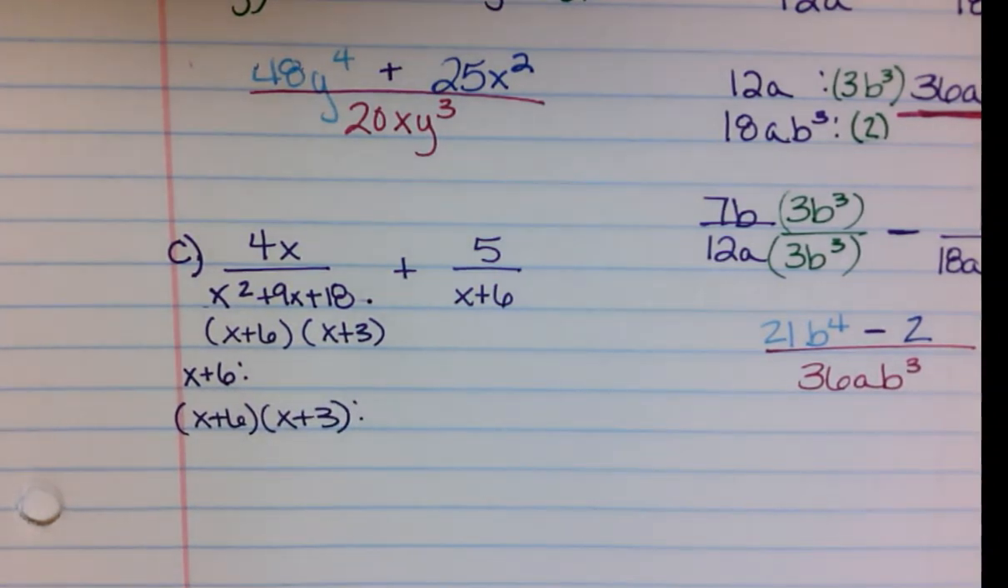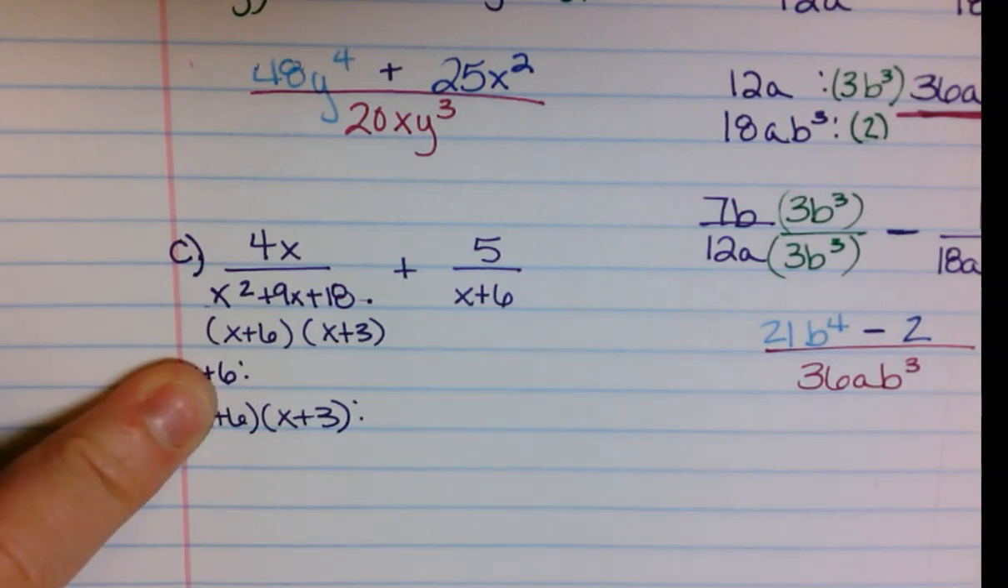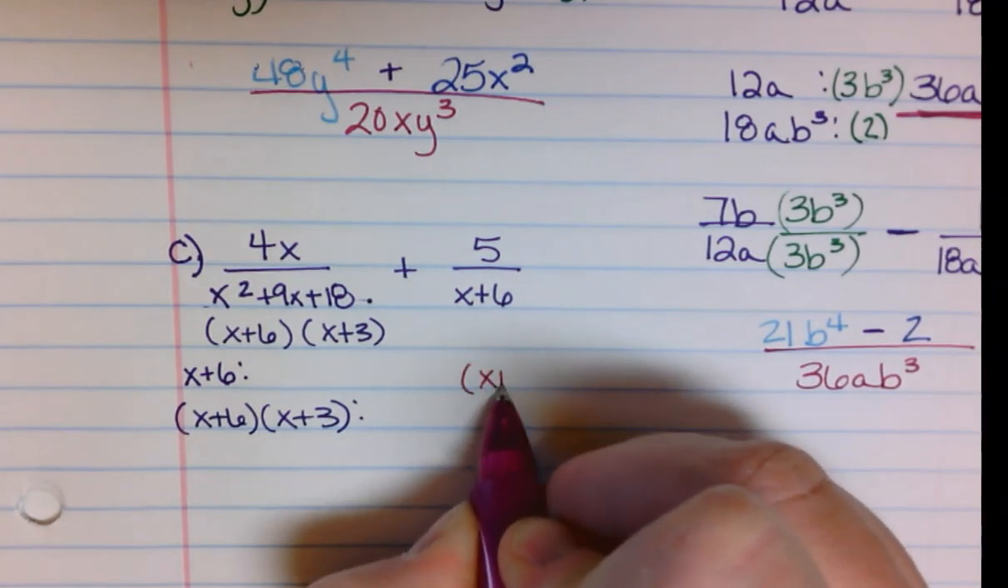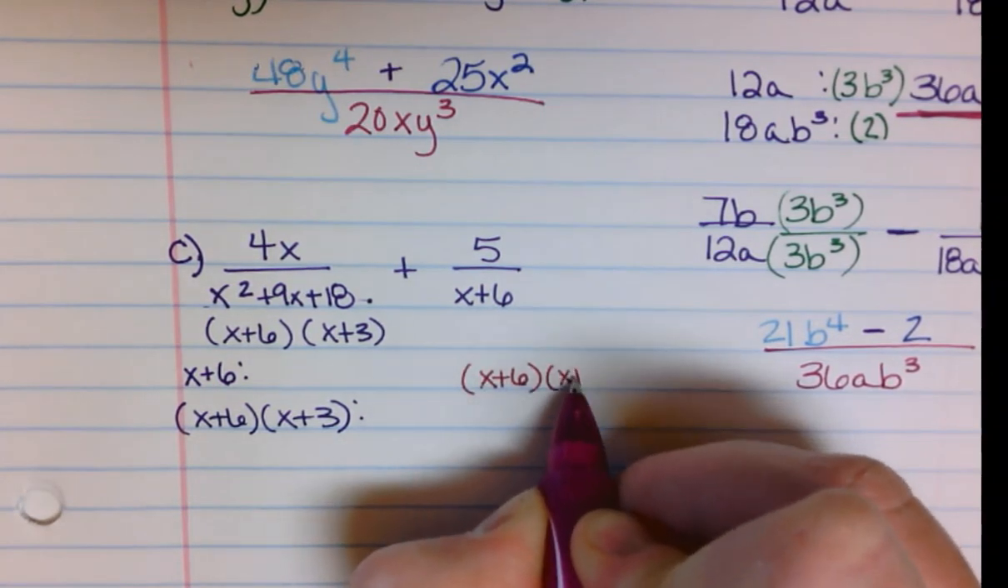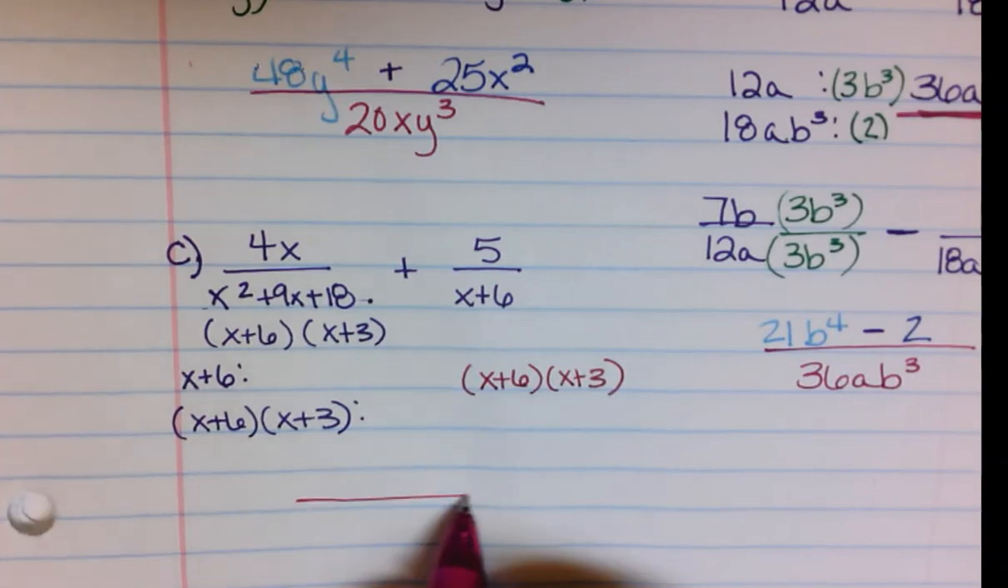So my LCM is going to be what is the same. When it's polynomials, what is the same? So I have an x plus 6, and then what is different. So my LCM, I'm going to write in a different color, is going to just be x plus 6 and x plus 3. So that's what my denominator is going to be.